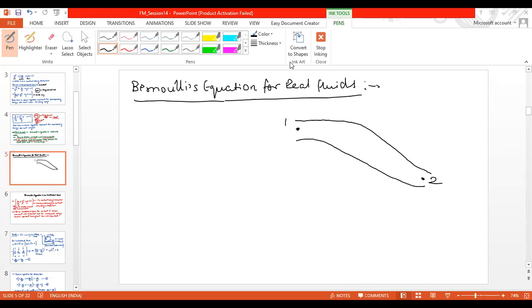Okay, so see, that is very simple. One is the resistance, the resistance which is being offered by the surface of this pipe, that is, the walls of this pipe. Definitely a very important thing I'm going to mention here.